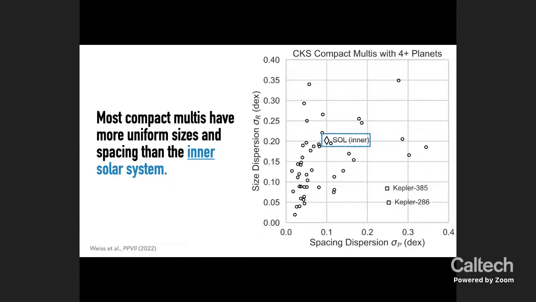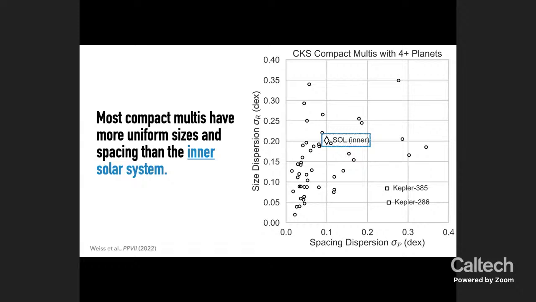We computed 2 metrics to describe these compact multis, a log radius dispersion, which I've been showing you so far. That's now plotted on the x-axis of this plot, but we also might care about the spacing regularity. So we have a log spacing dispersion plotted on the y-axis. In general, the peas in a pod, the compact multis, generally have both size regularity and spacing regularity and are clustered toward the origin.